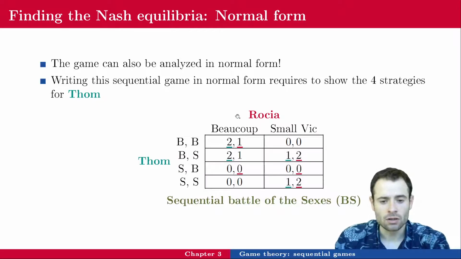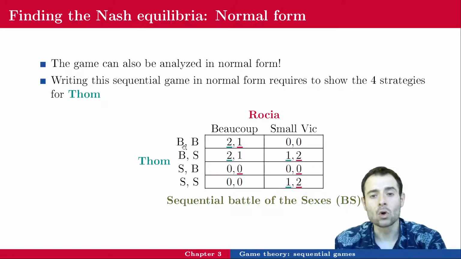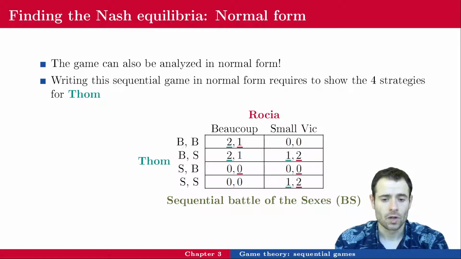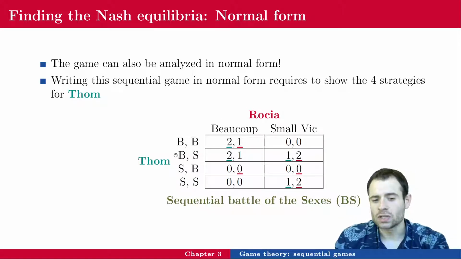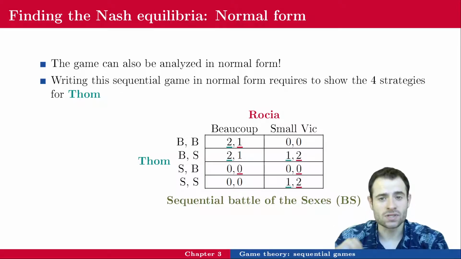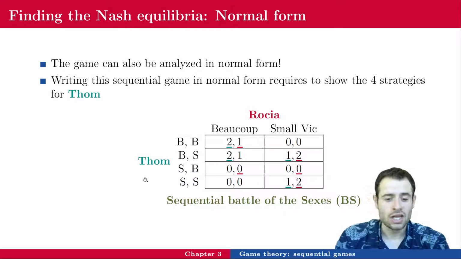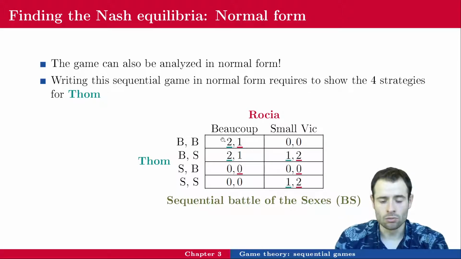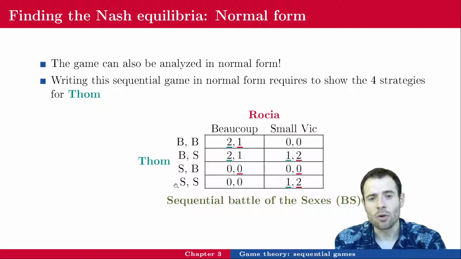So the first strategy here corresponds to beaucoup regardless. The second strategy corresponds to going to beaucoup when she goes to beaucoup, and going to small victory when she goes to small victory. So the second strategy is the case where Tom follows her no matter where she goes. The third strategy is the opposite. He's avoiding her. He goes to small victory when she goes to beaucoup, and he goes to beaucoup when she goes to small victory. The last one, SS, means small victory regardless.